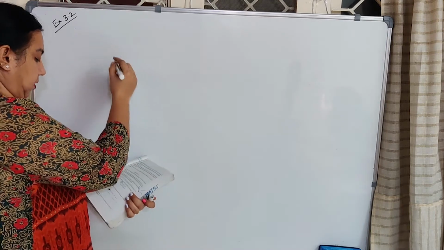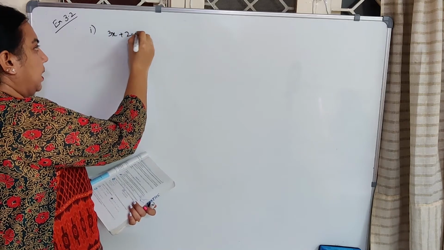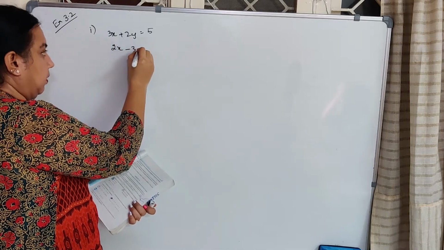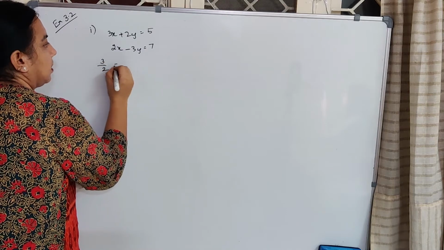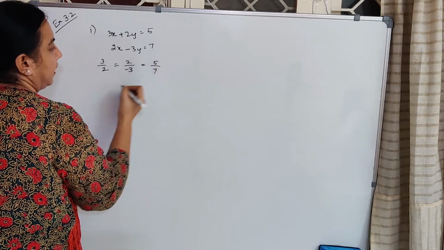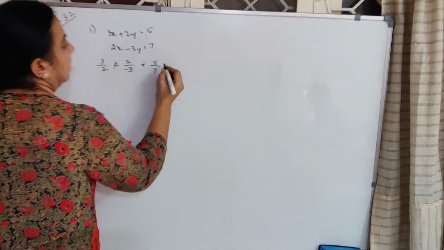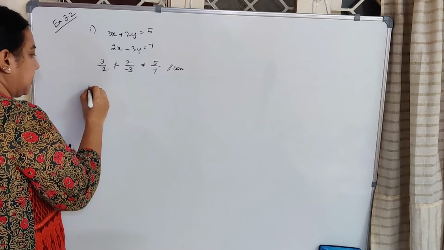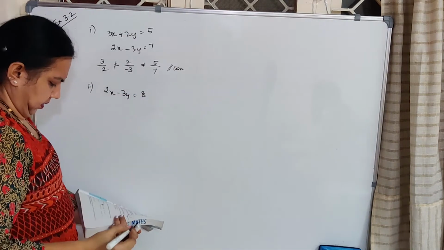So the first question, 3x plus 2y is equal to 5. 2x minus 3y is equal to 7. When I write it, I get 3 by 2 is not equal to 2 by minus 3, and anything is not equal, so it gives a consistent result. So I can mark it as consistent. Then the second part, 2x minus 3y is equal to 8.